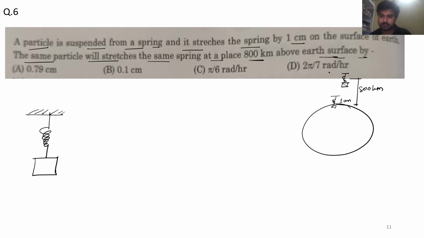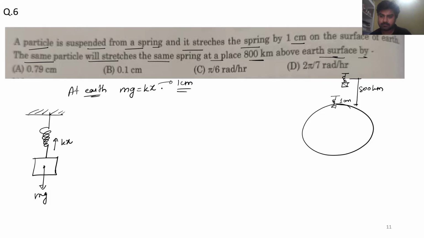Okay, so it is definite that if on Earth it is 1 centimeter, a little bit away from Earth it will be less, because gravity will decrease, right? Gravity will decrease. So at Earth, this force was mg and the spring force is kx. So I'm writing mg is equal to kx at Earth, where x is 1 centimeter.